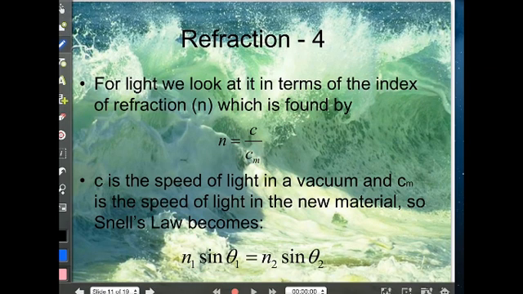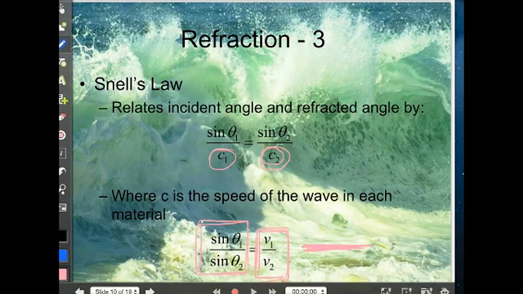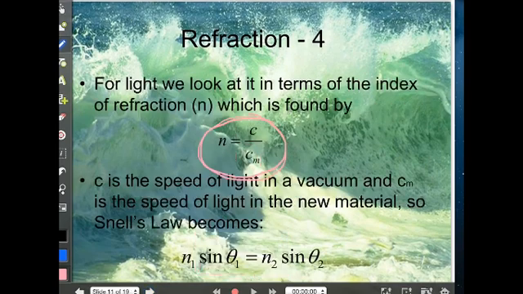But if we're talking about really any wave, let's talk about it specifically for light. If we look at it in terms of the index of refraction, this c over cm. C is the speed of light in a vacuum, and c subscript m is the speed of light in some new medium. And so the speed of light divided by the speed of light in some new medium gives us that index of refraction, which is just this ratio we're talking about here, v1 over v2, and it gives us this factor called the index of refraction.